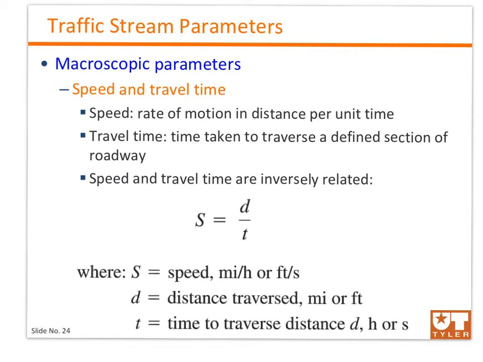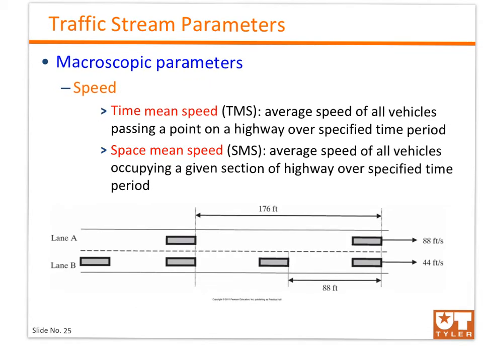To simplify what we just said, the speed and travel time can be inversely related in this equation here. S is the speed, in miles per hour or feet per second, equal to the distance traversed, either miles or feet, over T, the time to traverse distance D, and that typically we deal with as hours or as seconds.